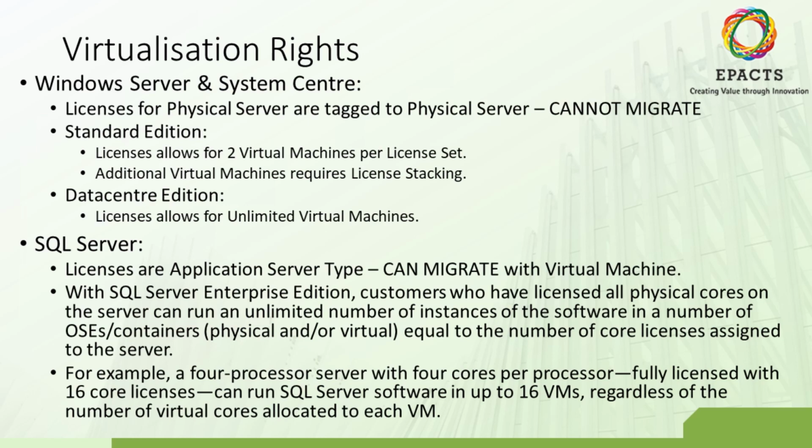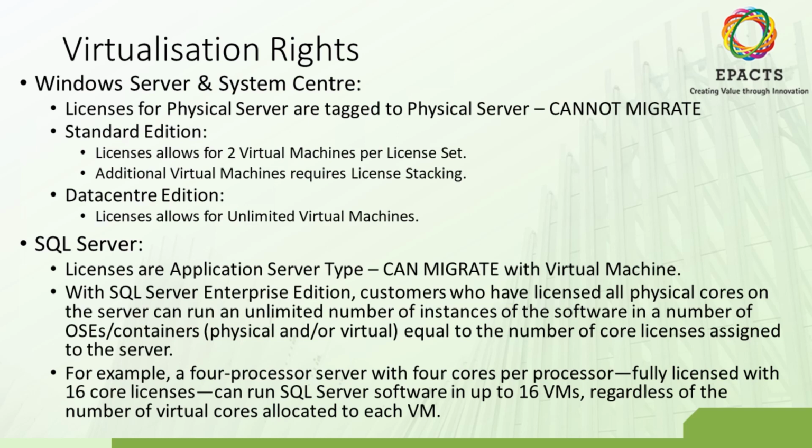Now, when you talk about Windows Server licensing, your Standard edition offers you 2 virtual machines per license set. Which means that for a 16 core server, the 8 licenses that you buy allow you to install not only the base operating system, but also 2 additional virtual machines.